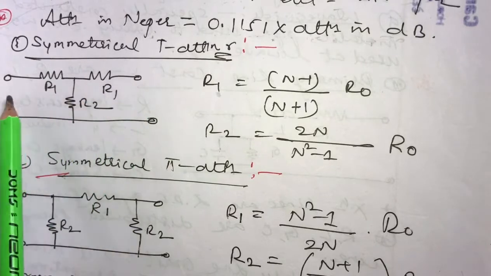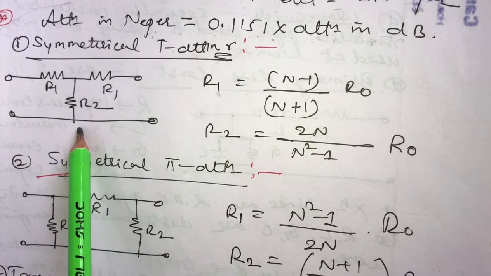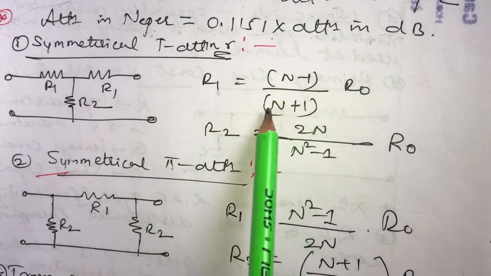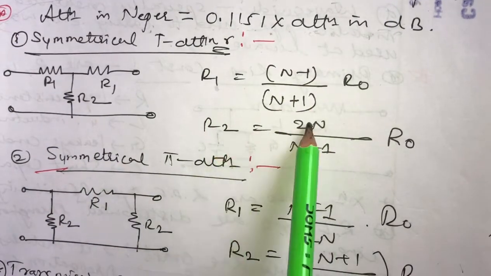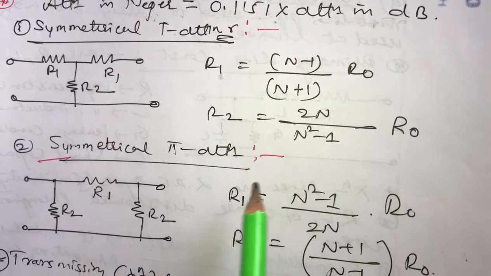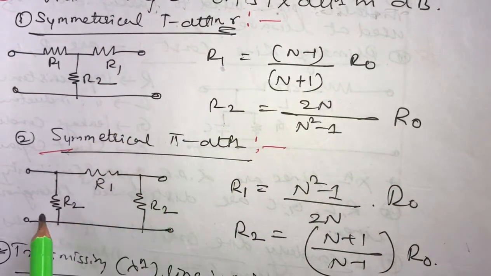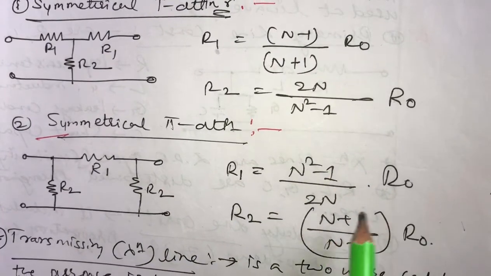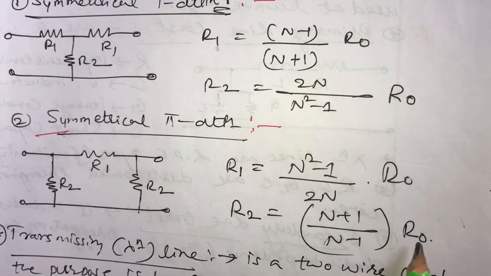So in the T-type, these two are R1s and this is R2. Here R1 equal to n minus 1 divided by n plus 1 into R0, and R2 equal to n divided by n square minus 1 into R0. This is the T attenuator, and the pi attenuator is 2 R2s and 1 R1. R1 is n square minus 1 by 2n into R0. R2 equal to n plus 1 by n minus 1 into R0.